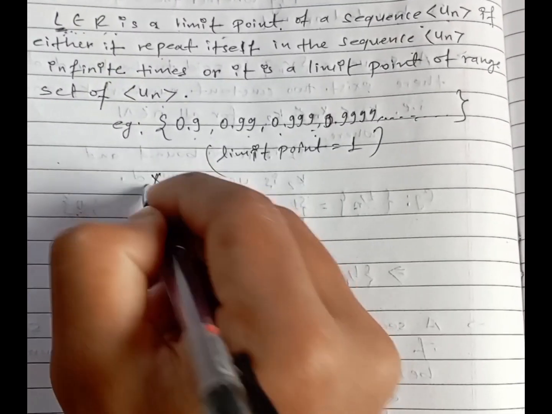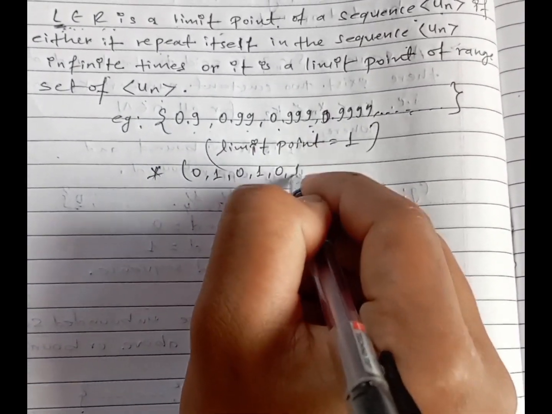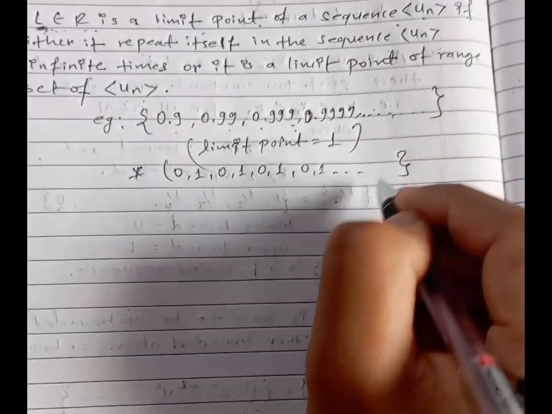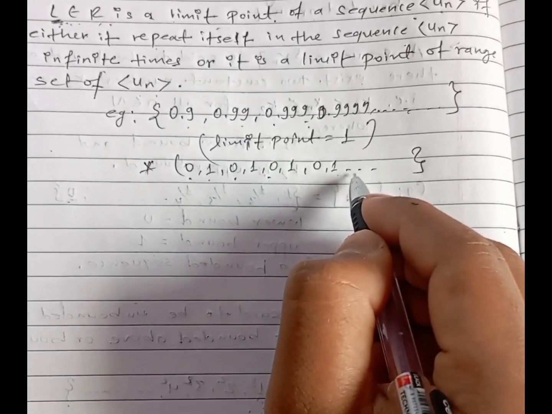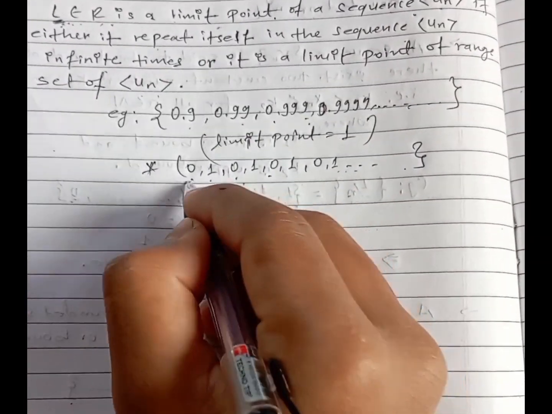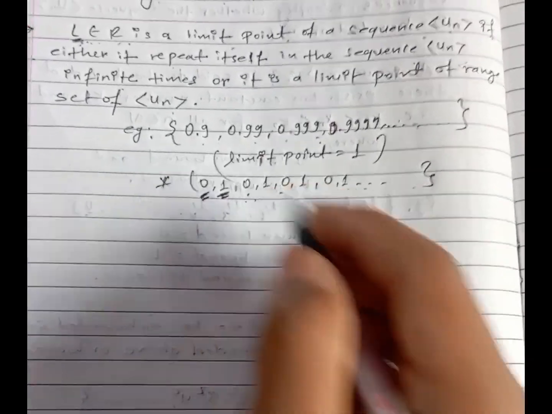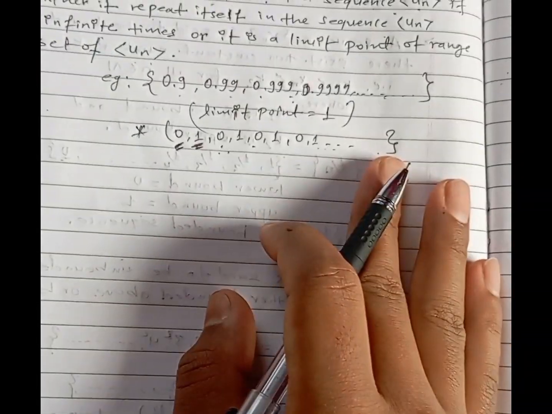Let's take another example. 0, 1, 0, 1, 0, 1, 0, 1, to infinity times. So the values 0 and 1 are repeating infinite times. So the sequence has two limit points, that is 0 and 1. It has two limit points, but a limit always has only one value. So limit points are different from limit.